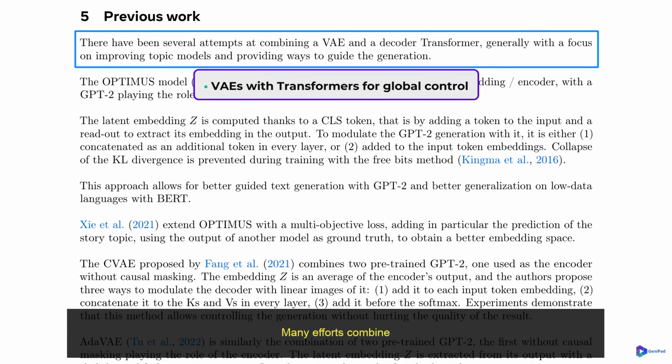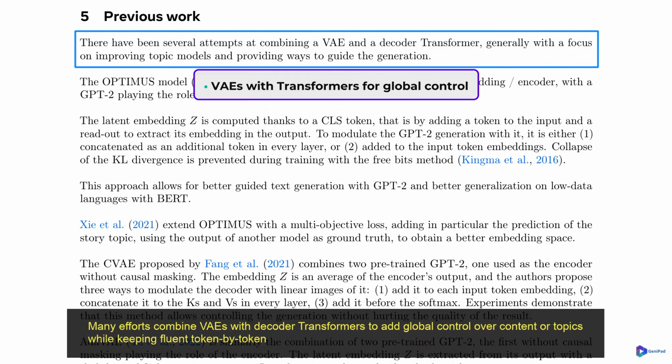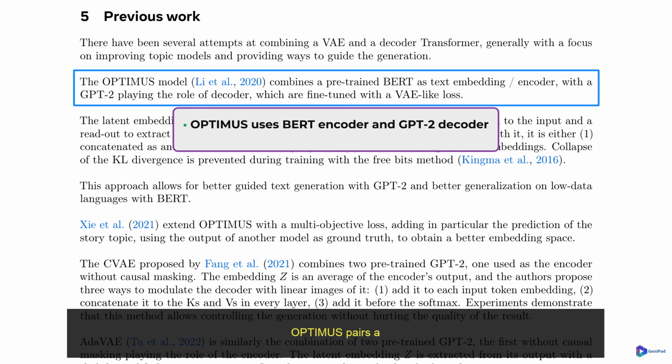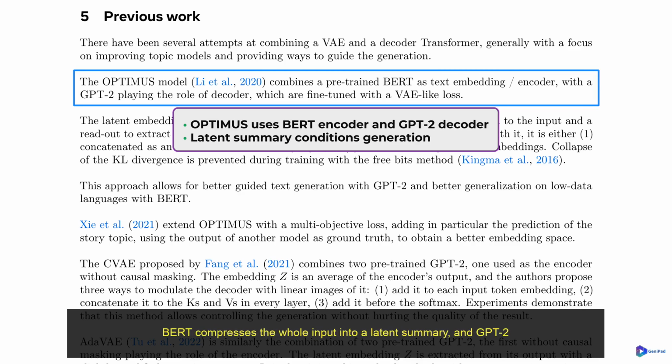Many efforts combine VAEs with decoder transformers to add global control over content or topics, while keeping fluent token-by-token generation. Optimus pairs a BERT encoder with a GPT-2 decoder, trained with a variational objective. BERT compresses the whole input into a latent summary, and GPT-2 conditions its generation on that summary.